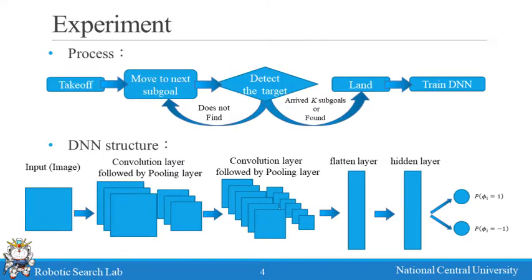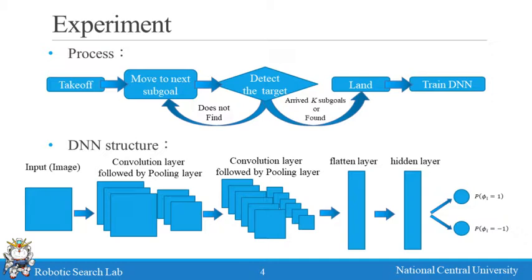The flowchart simply describes the process of the experiment. The drone takes off and moves to the first sub-goal. Once the drone arrives at the sub-goal, it will hover to detect the target for 3 seconds. During hovering, the drone tries to detect the target. If the target is not found, the drone will move to the next sub-goal. Once the target is found, or the drone cannot find the target after arriving at the K sub-goals, the search is terminated, and the drone will land on the ground.